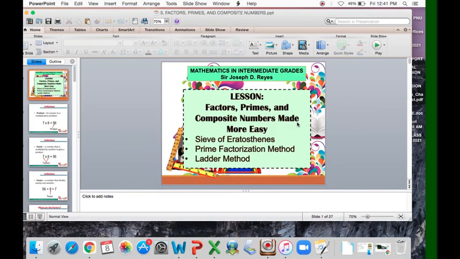So that's all about our lesson on the factors, primes, and composite numbers. Introducing the prime factorization method, which is the ladder method and the tree method, and also introducing the sieve of Eratosthenes. With that, hopefully you learned something from this lesson, and good day everyone.